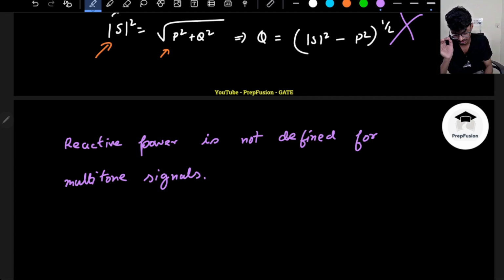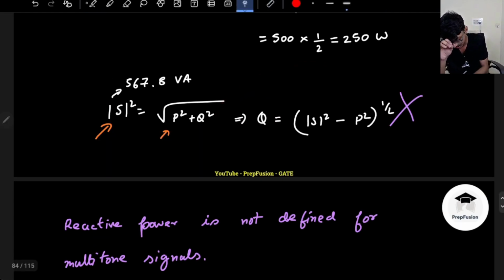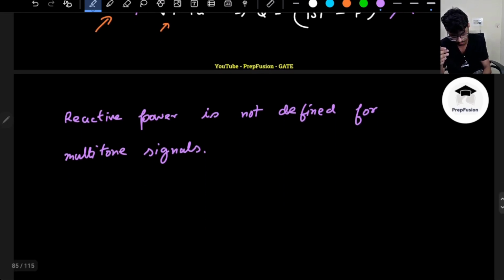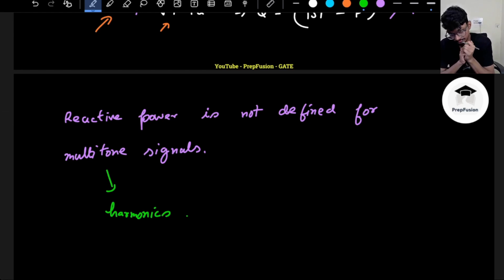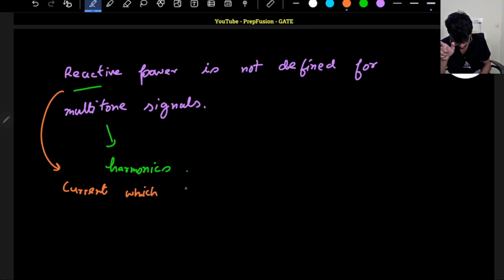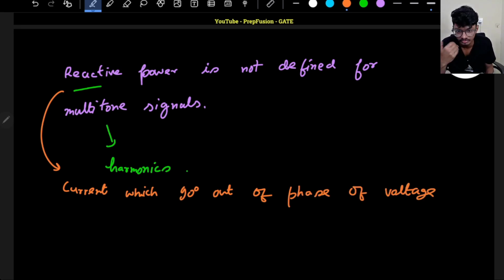So you will not be able to find out the reactive power. This is not the value of reactive power. This relation is not correct in case of multi-tone signals, that is multi-frequency, that is when you have harmonics. When harmonics are present, the above equation is incorrect. So be very careful. Why is it not correct? Because what is reactive power? For reactive power, we have to find out the current which is 90° out of phase of voltage. That is the definition of reactive power, if you remember.